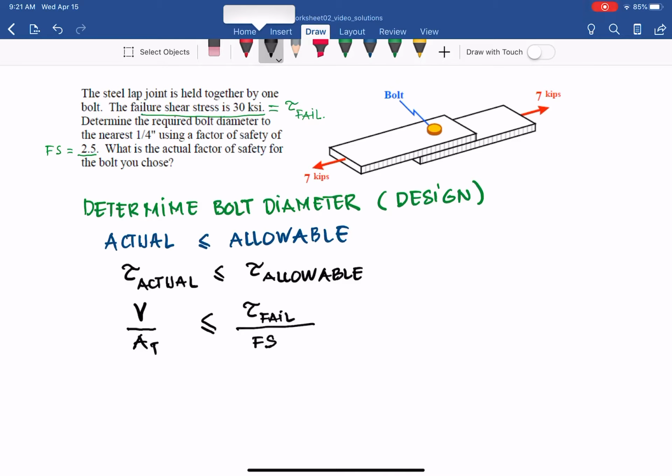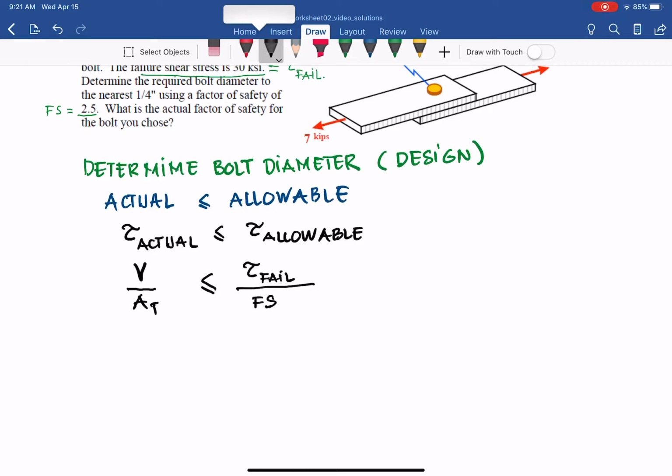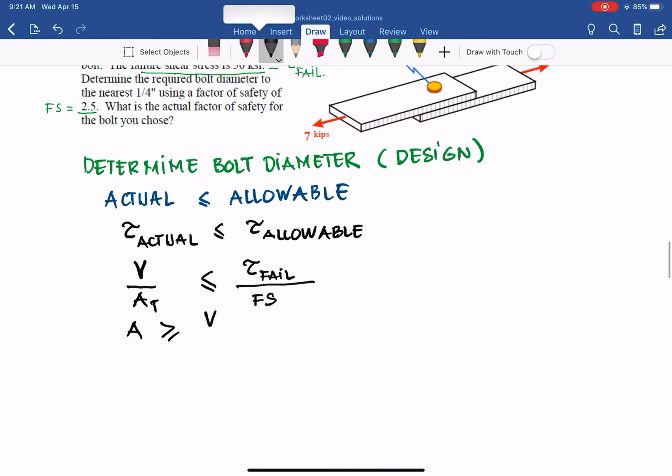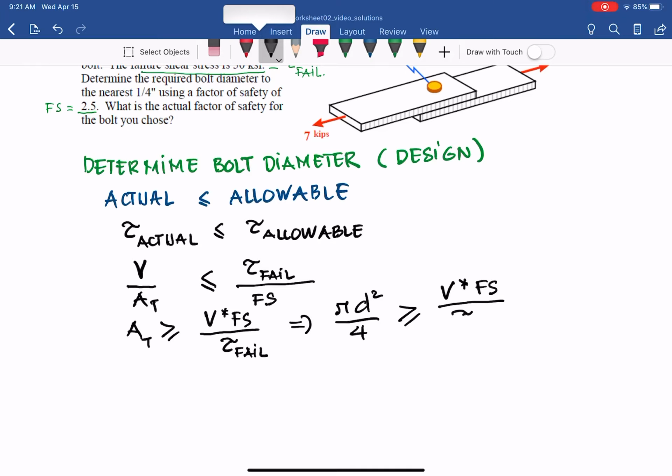From that, we can plug in. A has to be greater than or equal to V times Fs divided by tau fail. And A equals pi d squared over 4, which has to be greater than or equal to V times Fs divided by tau fail.